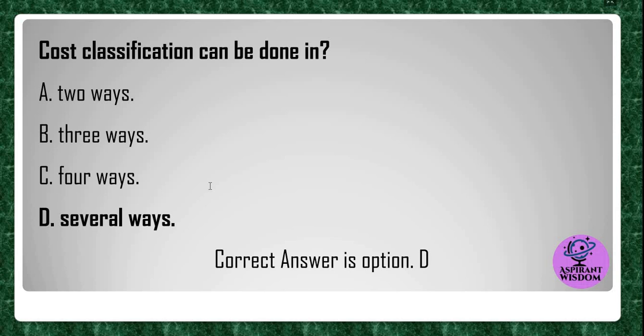Cost classification can be done in A. 2 ways. B. 3 ways. C. 4 ways. D. Several ways. Correct answer is option D.